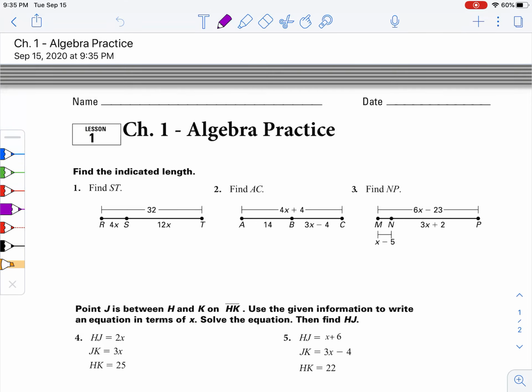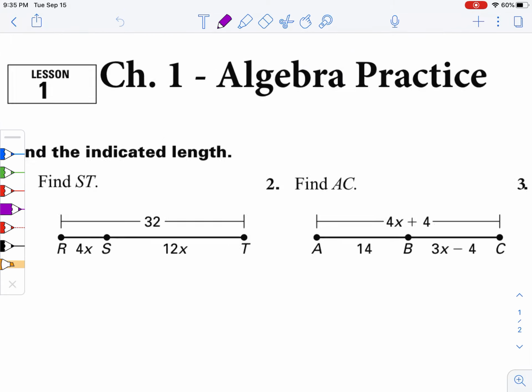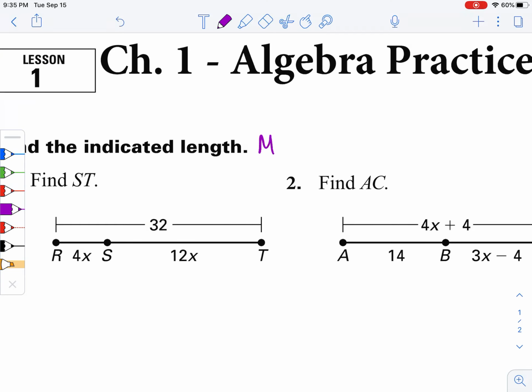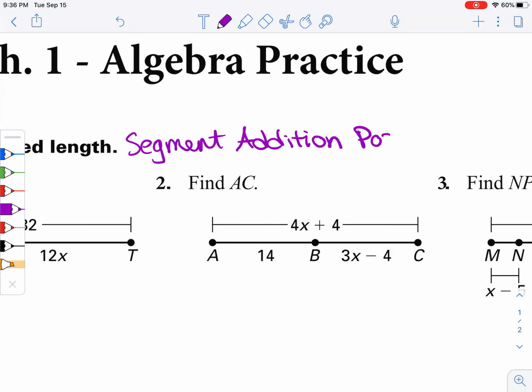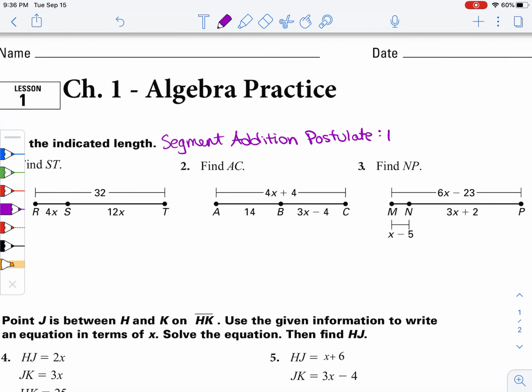Alright, so this is just a review and kind of a compilation of all the different ways we have set up these algebraic problems in Chapter 1. So 1 through 3, this is using the segment addition postulate, which just says that your total is equal to part 1, whatever your part 1 is, plus your part 2. So you just need to set up equations using that idea.